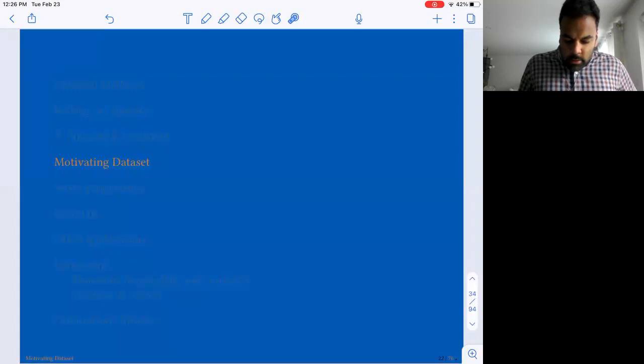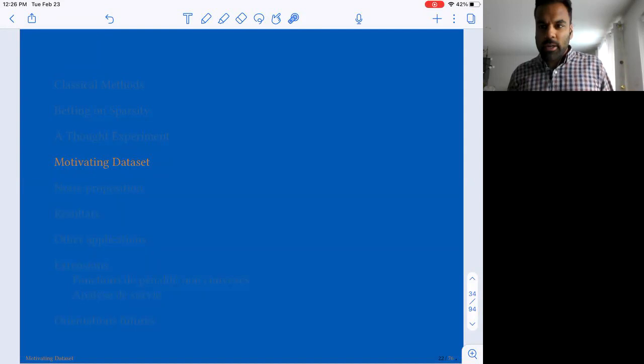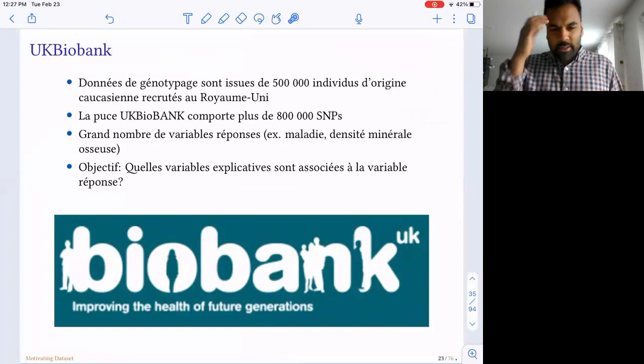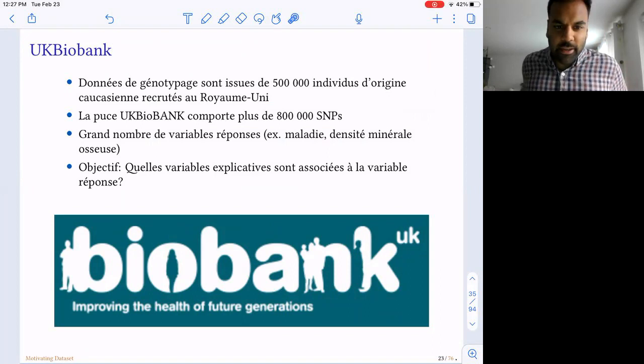So that's basically my introduction to high dimensional data and where it's come up to now. The next part of the talk, I'm going to go over one of the applications that I've worked on. This is from the UK Biobank. As I mentioned before, I apologize for some of the slides being in French. It was just from a previous talk and I failed to translate. If there are any questions, please let me know.